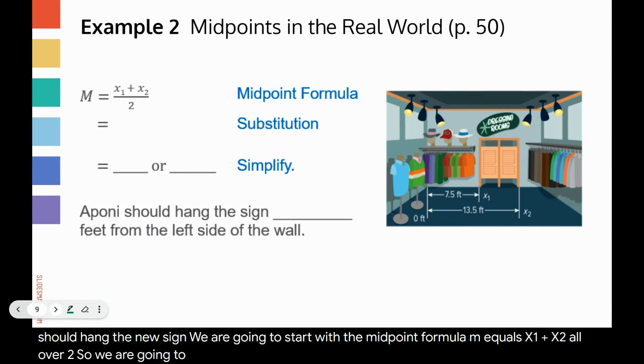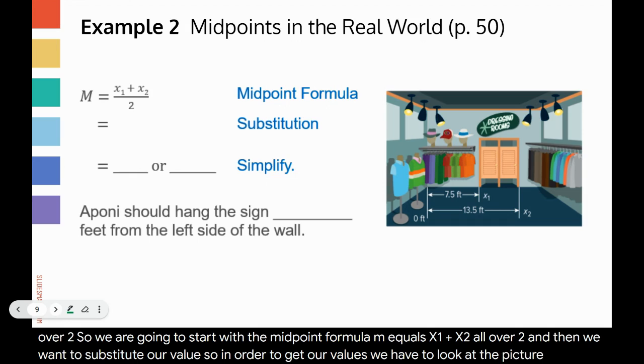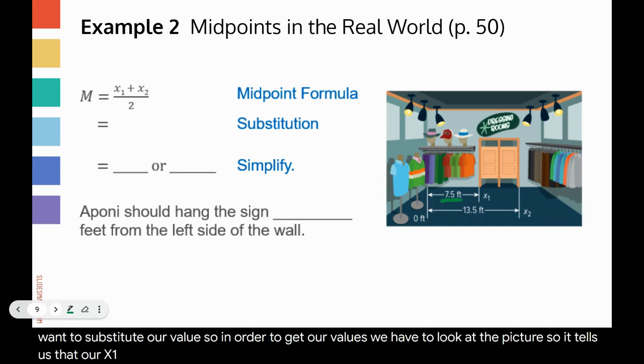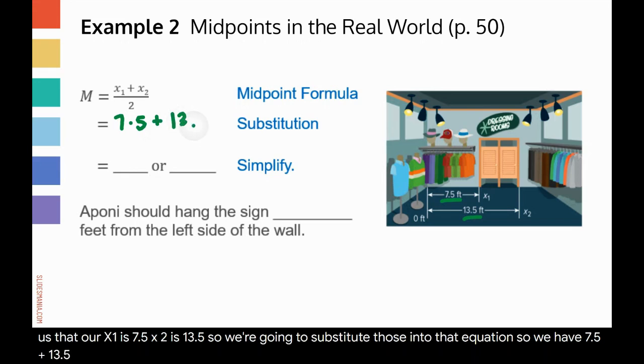So we are going to start with the midpoint formula. M equals x1 plus x2 all over 2. And then we want to substitute our values. In order to get our values, we have to look at the picture. So it tells us that our x1 is 7.5, x2 is 13.5. So we're going to substitute those into that equation. So we have 7.5 plus 13.5 all over 2.